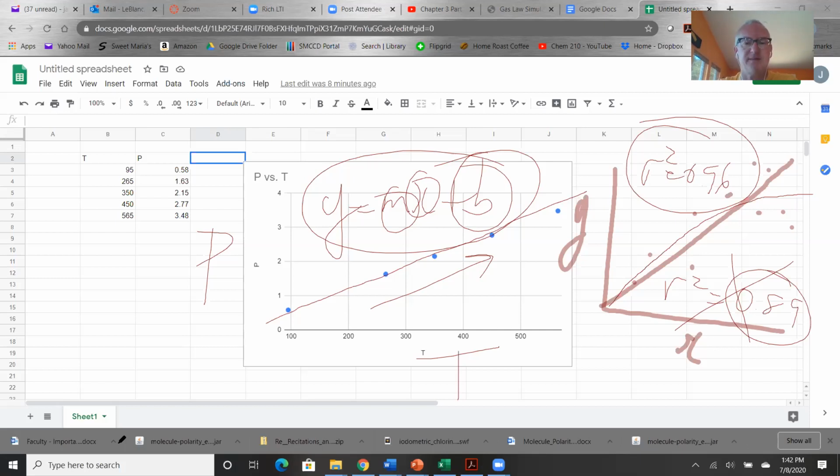It's not necessary, but that's the way I like to do my plot, because then I see if it doesn't go through 0, there may be something else going on. Your plots should pretty much all go through 0 or very, very close to it.